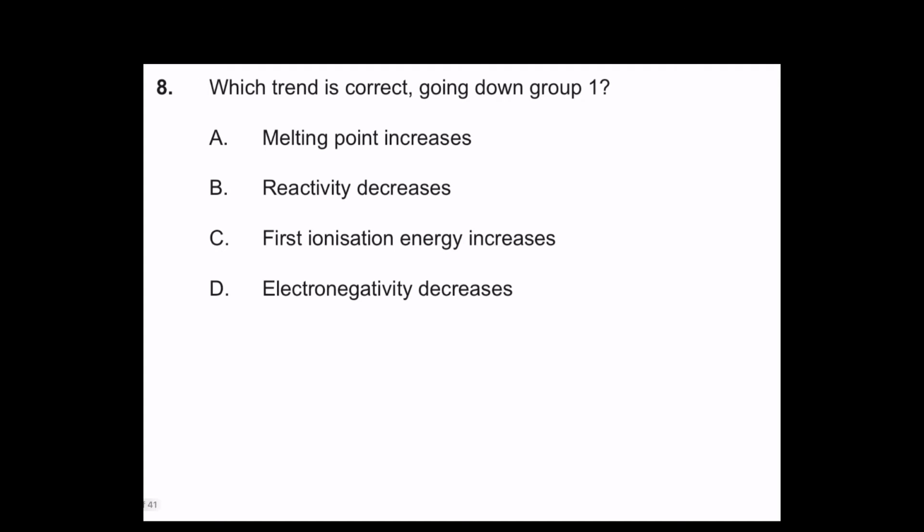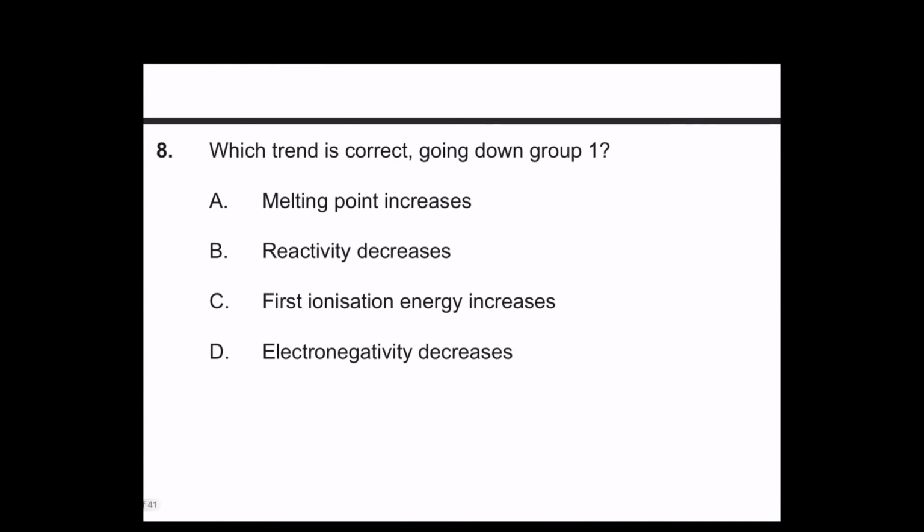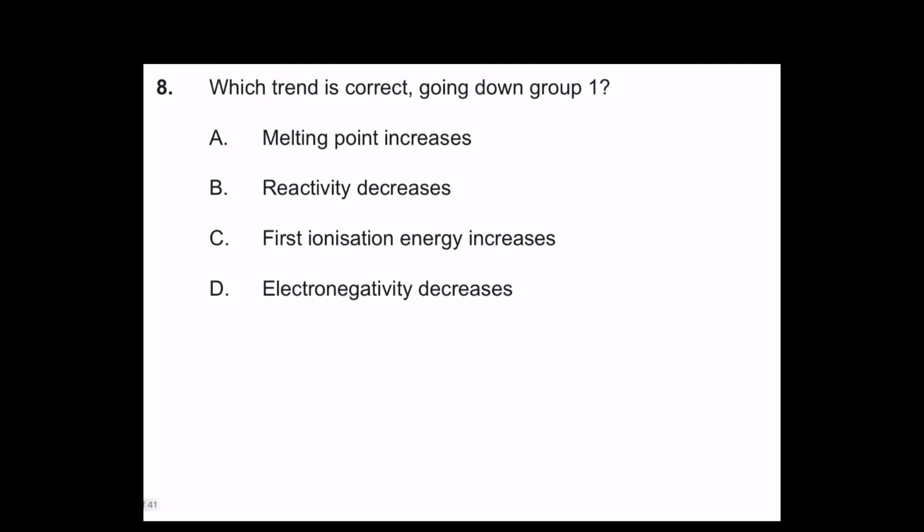Now moving on to question 8, which trend is correct going down group 1? Now let's try to solve it. When we go down a group, the number of shells in which electrons are held increases. For example, in group 1, hydrogen has only one shell, lithium has 2 shells, sodium 3, potassium 4, rubidium 5, cesium 6, and francium 7. As the number of shells increases, the distance between the outermost electron and the nucleus increases. As a result, the net attractive force also decreases. Also, there are forces of repulsion too. So we can say that the first ionization energy decreases as we go down the group.